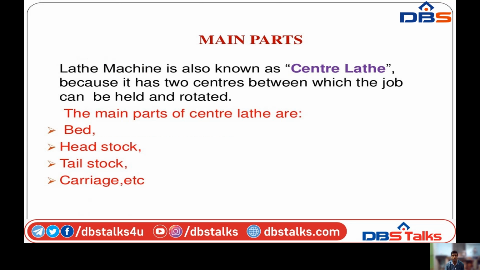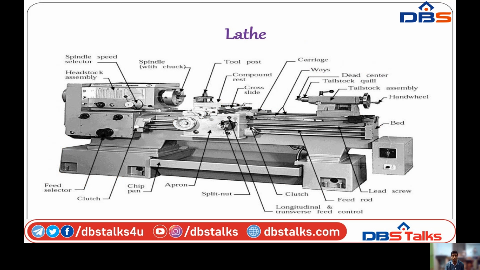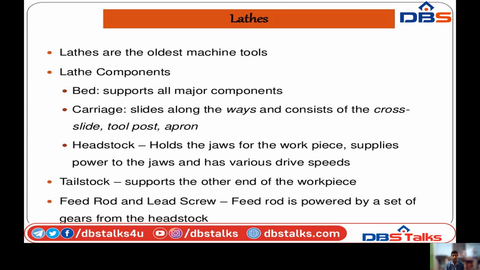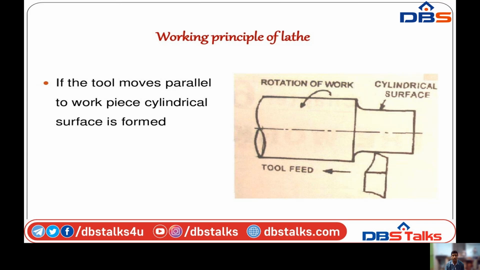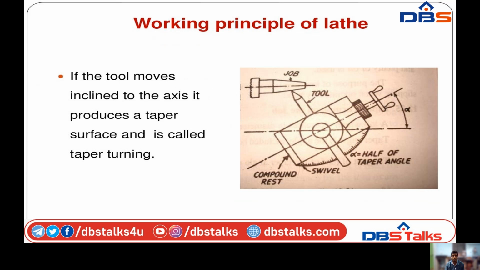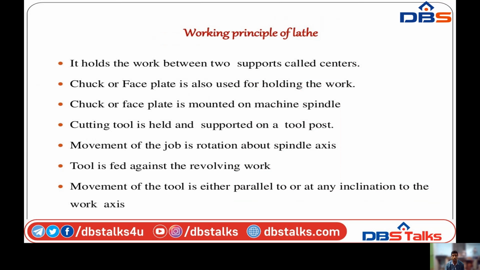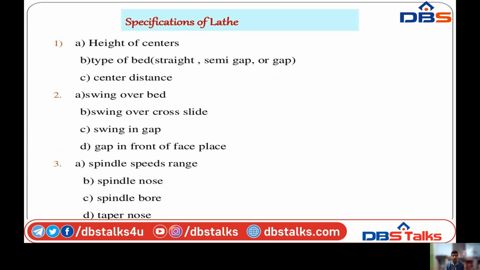Last class we discussed the principle of the lathe. The principle and function of the lathe is that when we rotate the workpiece, the cutting edge of the tool is set perpendicular to the axis of the lathe machine. The workpiece is rotating, and the tool is fixed at one point on the cross slide. This is the working principle of the lathe machine.